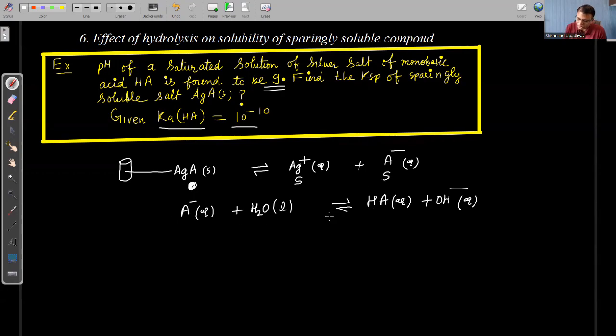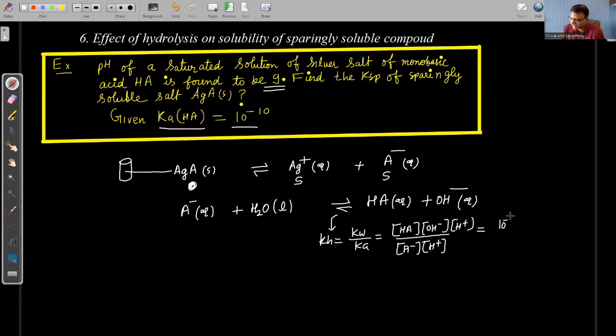Now, because of this reaction, what is the hydrolysis constant of this reaction? The hydrolysis constant is equal to Kw upon Ka, because you can write that this is equal to concentration of HA times concentration of OH minus upon concentration of A minus. If I multiply the numerator and denominator by H plus ion, then H plus into OH minus is Kw, and concentration of H plus A minus upon HA is equal to Ka. So if I put the values here, 10 to the power minus 14 divided by Ka, which is 10 to the power minus 10, this value is 10 to the power minus 4.